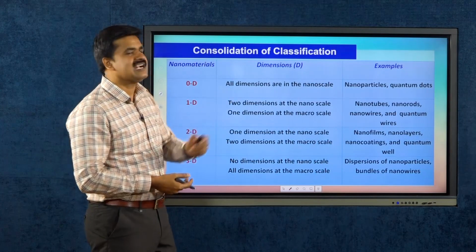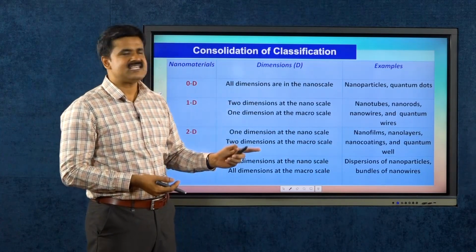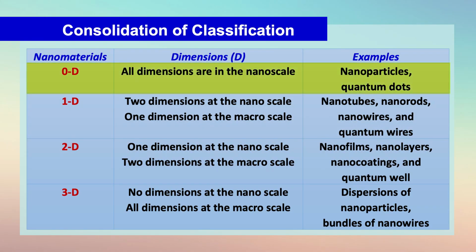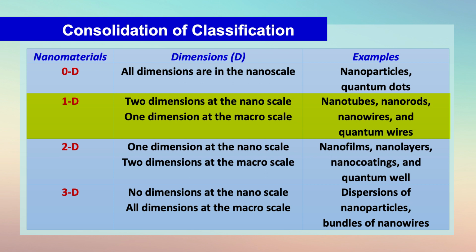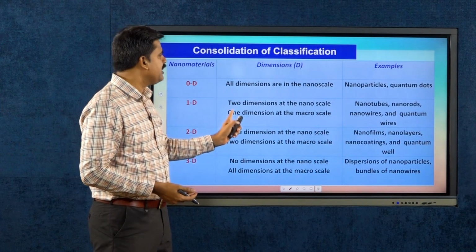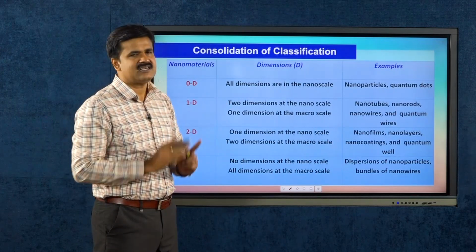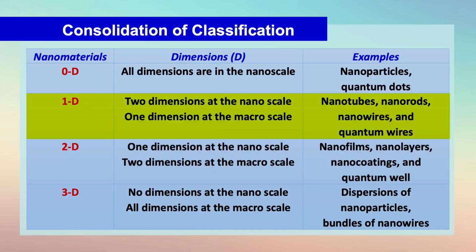Now, this is a consolidation chart where you can see the dimensions and their examples. For 0D, all dimensions are inside the nanoscale. Examples are nanoparticles, quantum dots, etc. For 1D nanomaterial, two dimensions are at the nanoscale, one dimension at the macro scale. That means only one dimension is at the macro scale, means at the bulk scale. Two dimensions are in the nanoscale. Total is 3 always. Nanotubes, nanorods, etc. are nice examples. Quantum wires are also a good example.